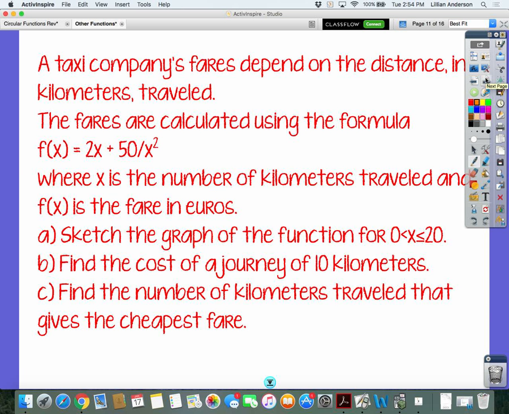A taxi company's fares depend on the distance in kilometers traveled. We have this fare right here, how it's calculated. X is the number of kilometers traveled, and the fare is in euros. Sketch the graph. Tell me the cost and the number of kilometers traveled that gives the cheapest fare.